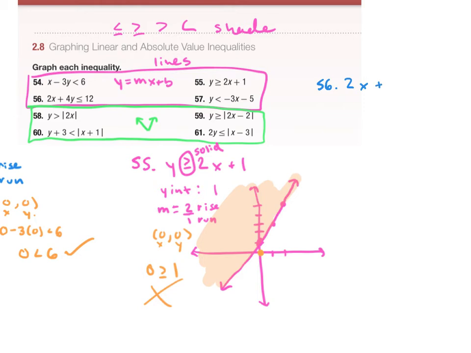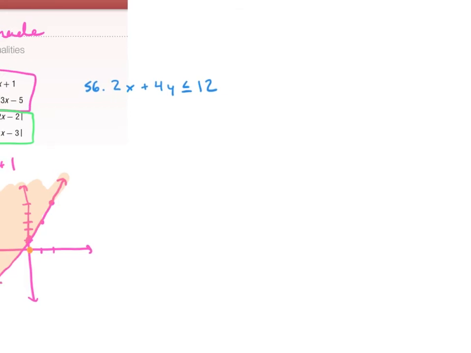So we have 2x plus 4y is less than or equal to 12. What do we have to do first here? Put it into y-intercept form. So how would we get this into y-intercept form? Subtract 2x. Perfect. So we have 4y is less than or equal to negative 2x plus 12. What do we do next? Divide by 4. So we have to divide everything by 4.